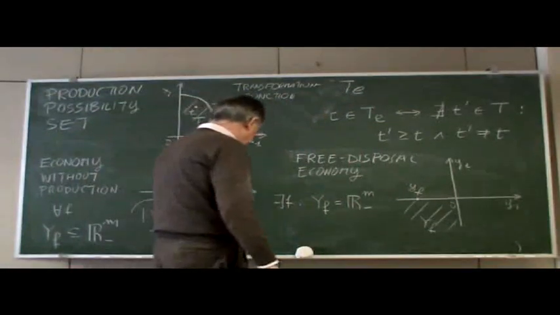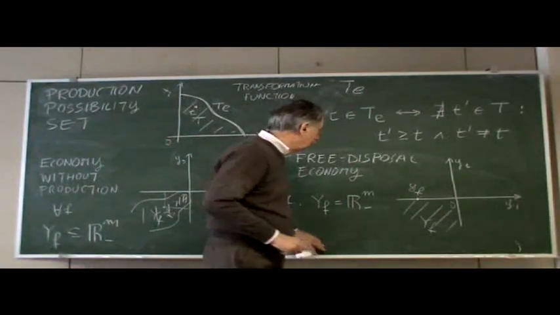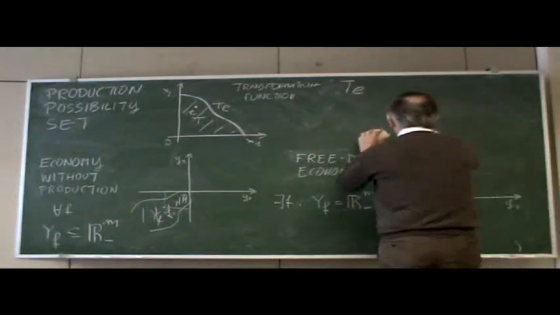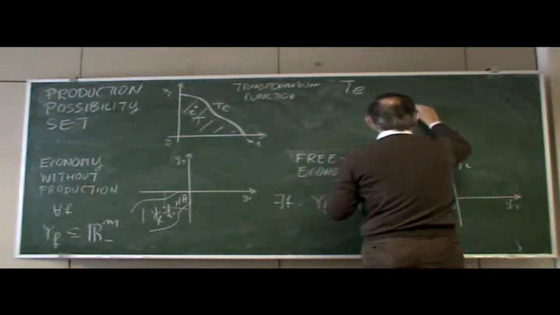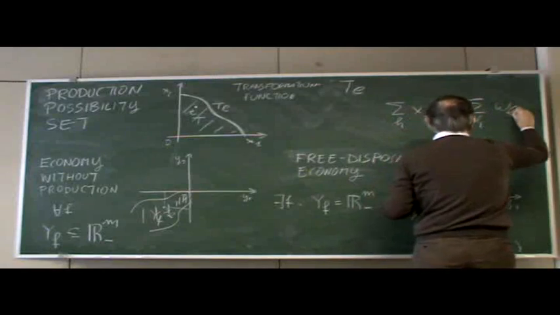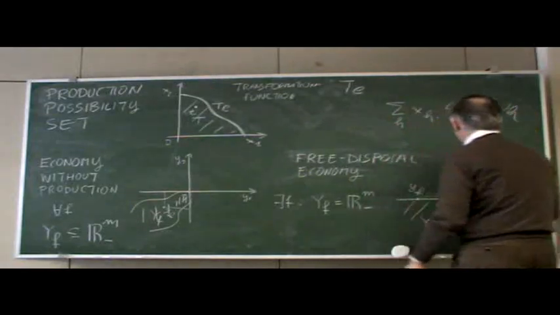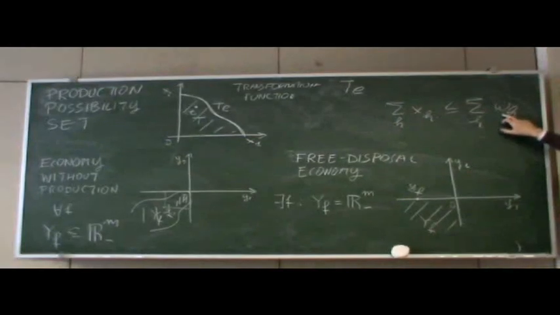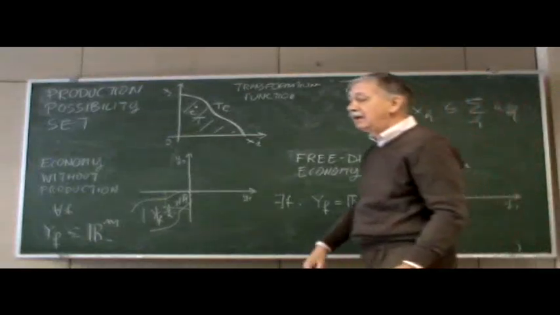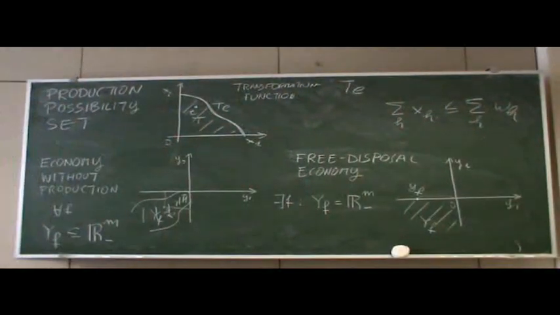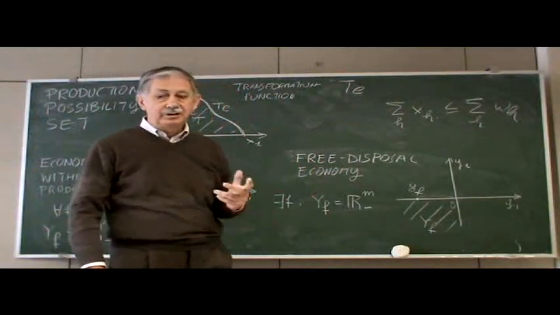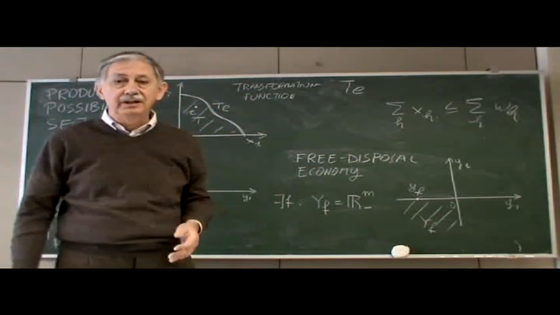In this case, an allocation can be written more simply in this way. Allocation is such that the sum of xh is not greater than the sum of omega h. What is the meaning? Some units of available good can be destroyed by the firms, and the remaining part is consumed by the households. This is a typical inequality which characterizes a free disposal economy.